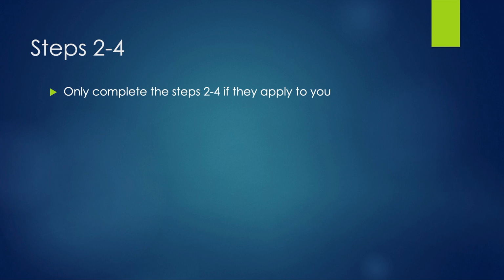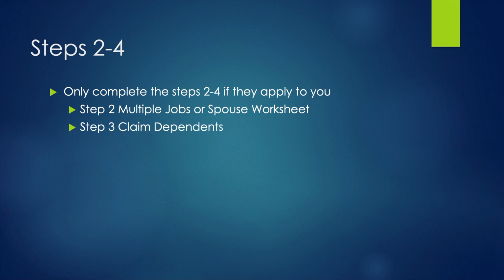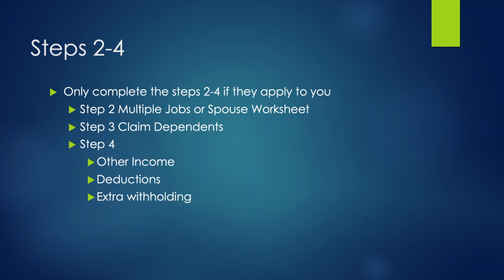So in step 2, we're going to talk about the multiple jobs or spouse worksheet. And this is for situations where collectively you and your spouse have more than one job. Could be 2, could be 3, could be 4. Step 3, we'll then talk about dependents. And then in step 4, we'll talk about other income. And this would be interest income, could be dividend income, could be income from a small business that you own. Step 4, we'll also talk about deductions, the itemized deductions. We'll get into that in a minute. And then also extra withholding if you want the IRS to withhold a little bit of extra.